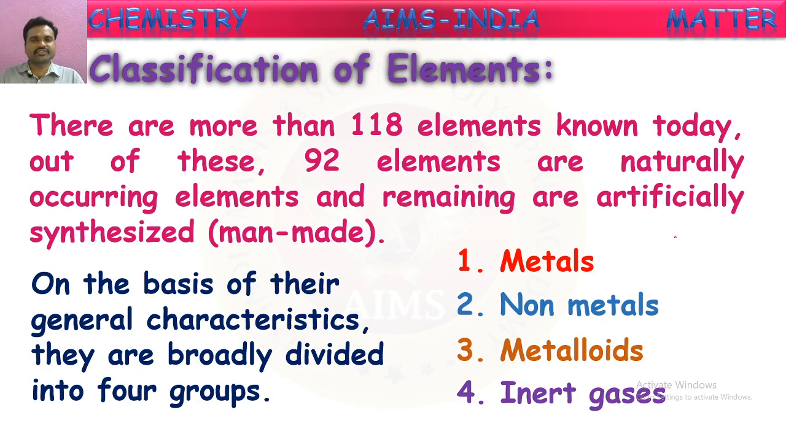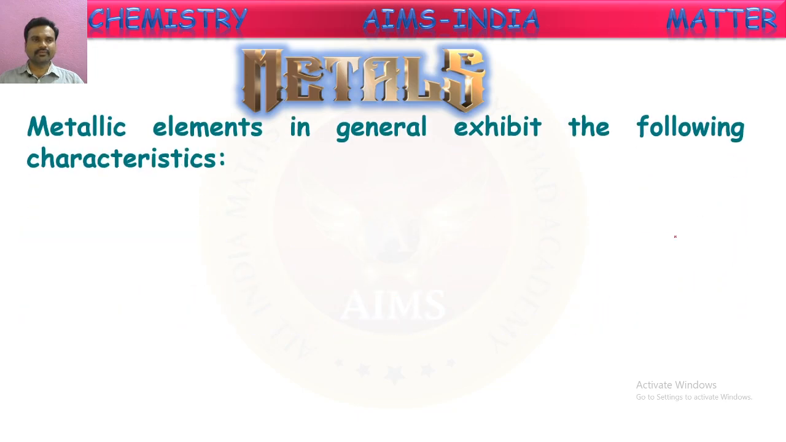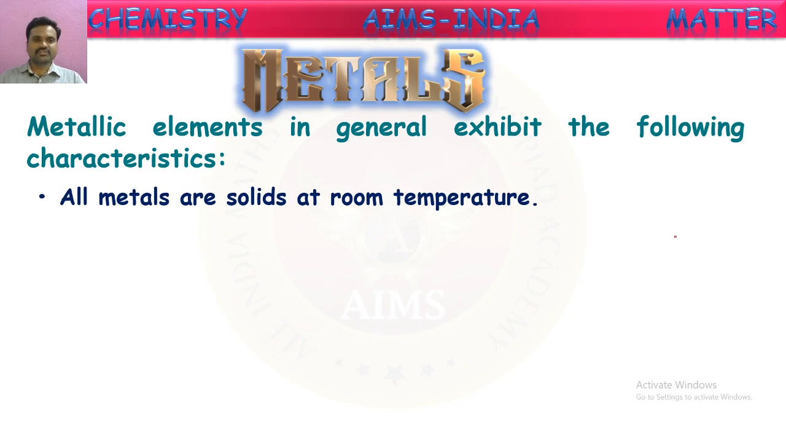Now we are going to discuss these different types of elements: metals, non-metals, metalloids, and inert gases. Let us discuss them one by one. First among them are metals. Metallic elements in general exhibit the following properties. Based upon those properties, certain elements are categorized as metals. So, what are those properties? Let us see here. Metals are solids at room temperature.